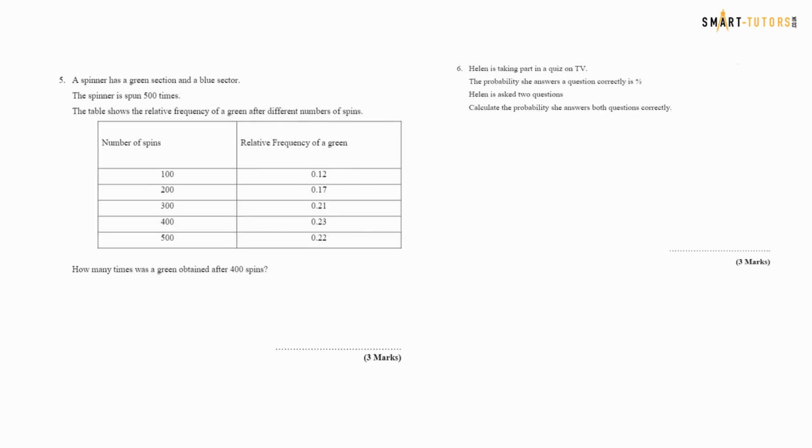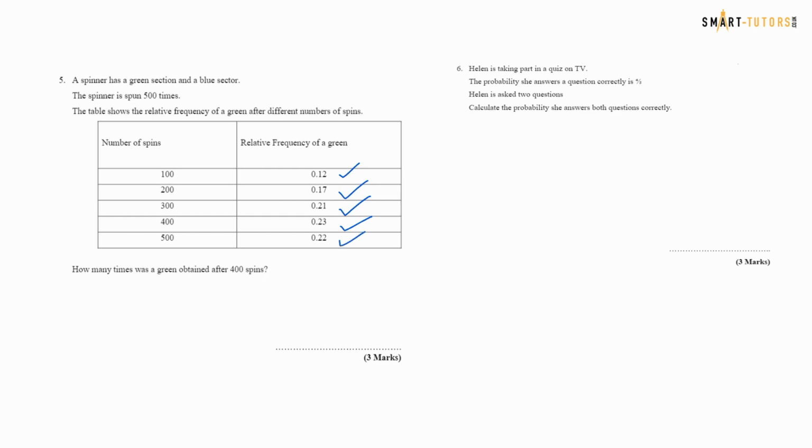Let's move on to question number 5. A spinner has a green section and a blue sector. The spinner is spun 500 times. The table shows the relative frequency of green after different numbers of spins. After 100 spins, the relative frequency for green is 0.12. After 200, 0.17. After 300, 0.21, and after 400, 0.23. And 0.22.